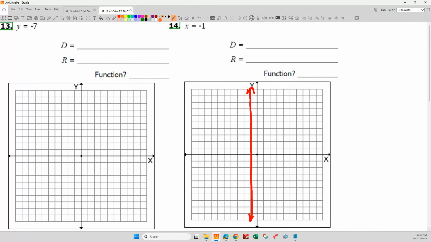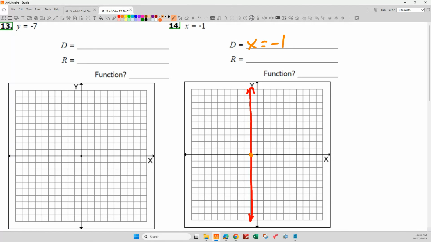Okay, what's the domain? What's going to be the shadow of that function on the x-axis? It's a pretty small shadow. It's a single point at -1. Everybody agree? Shining a light from above and below just gives me this tiny shadow right there. So what is the domain? X equals -1.